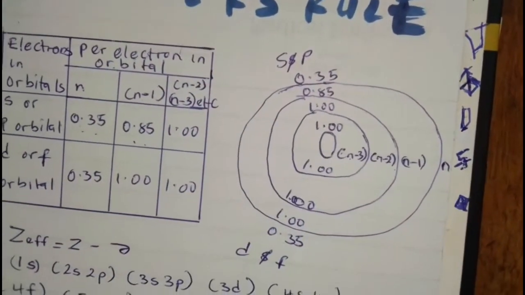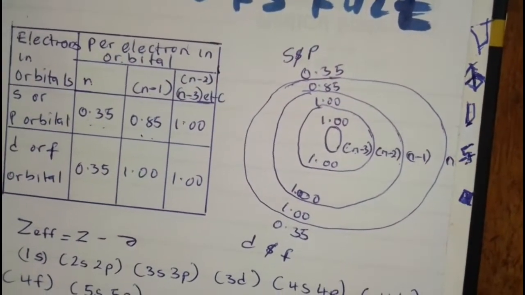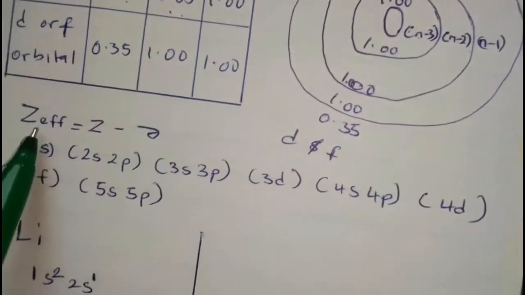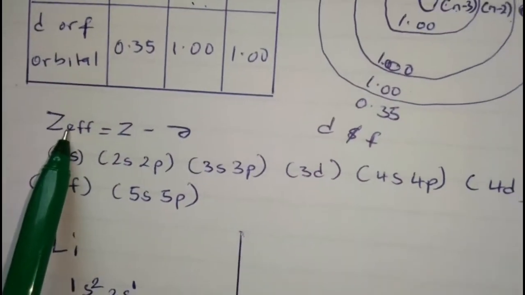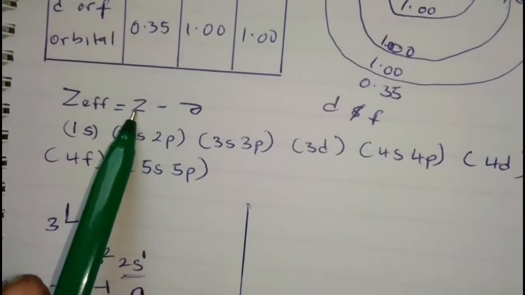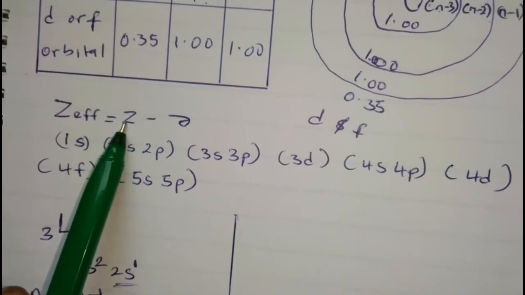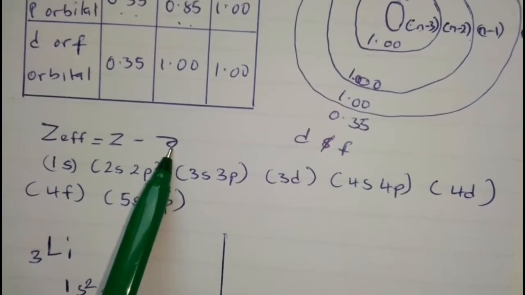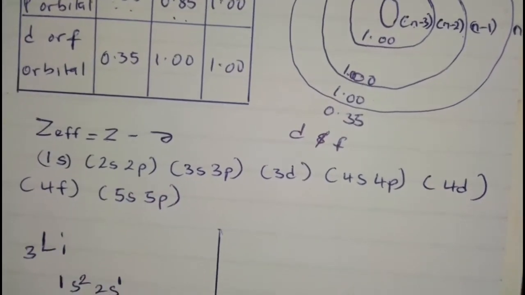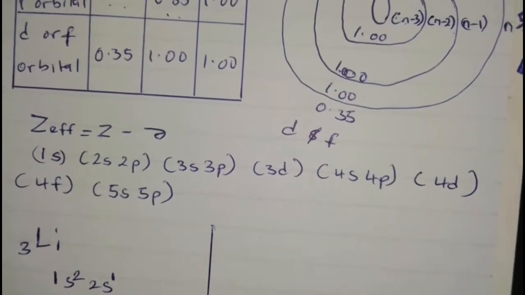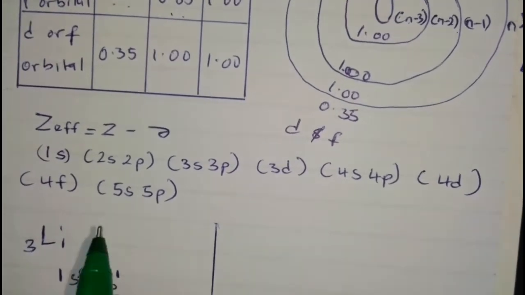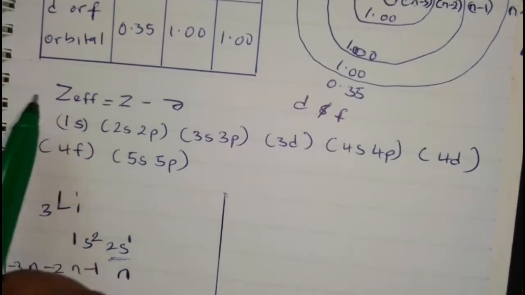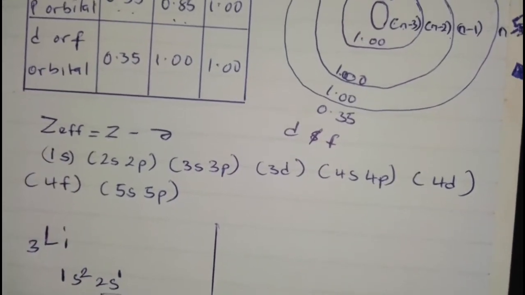It's very simple. The formula for calculating effective nuclear charge is Zeff equals Z minus the screening constant, where Z represents the atomic number. I am going to teach you how to calculate the screening constant. When you know the screening constant, you subtract it from the atomic number and get the effective nuclear charge. We are starting right now.